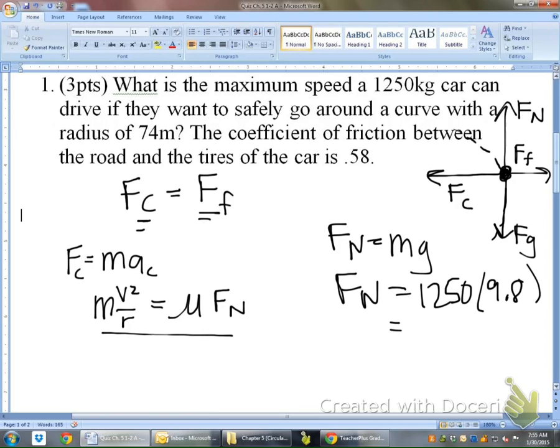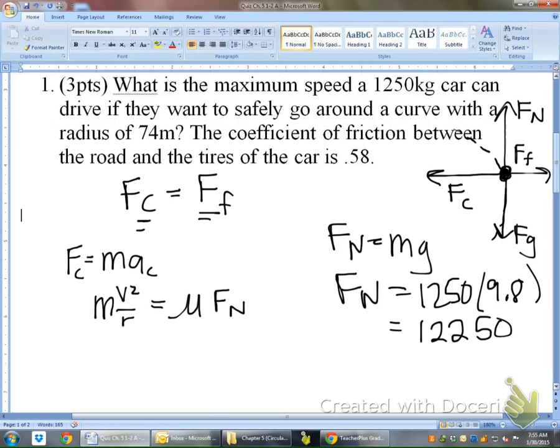Okay. I don't have my calculator up here. 12,250. Okay, so that's our normal force. So that'll get plugged into our equation on this left side over here.